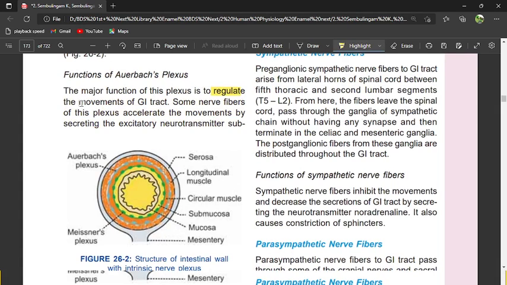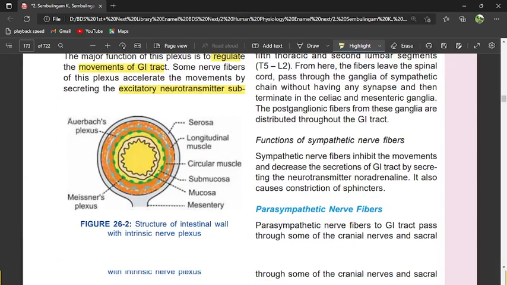So your gastrointestinal tract का movement ये control कर रहा है. Some nerves of this plexus accelerate the movement by secreting excitatory neurotransmitters. It is releasing some excitatory neurotransmitter. You can see here there is an Auerbach's plexus. This is your serosa, the longitudinal muscle. You can see this longitudinal and circular muscle.